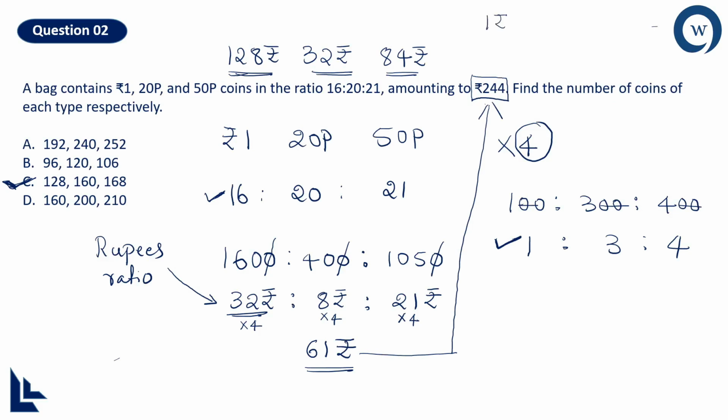In 1 rupee, there will be 5 20 paisa coins. So in 32 rupees, how many coins will there be? 32 into 5. That will give me 160. Similarly, in 1 rupee, there are 2 50 paisa coins. So in 84 rupees, how many coins will there be? 84 into 2, which is 168. So I hope everyone has understood question number 2. We will move on to question number 3 straight away.